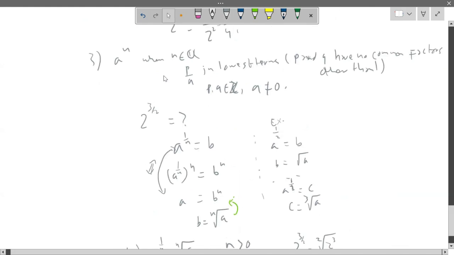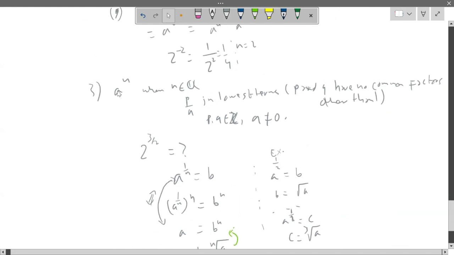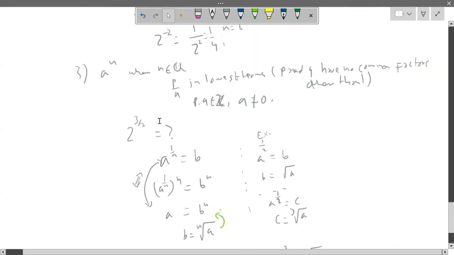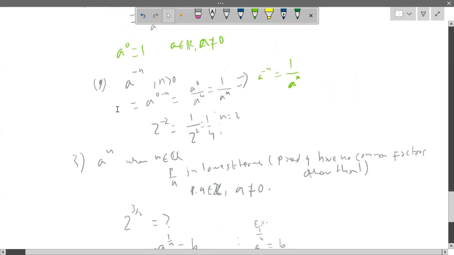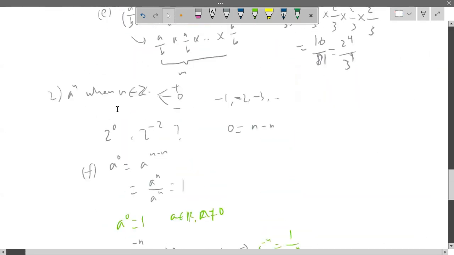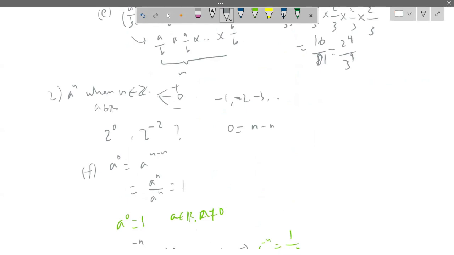Now, I want to give a word of warning when taking a number to the power of a rational number. Here we assumed, in the previous examples, although we did not really show it, that a is a real number, because it can be any real number.